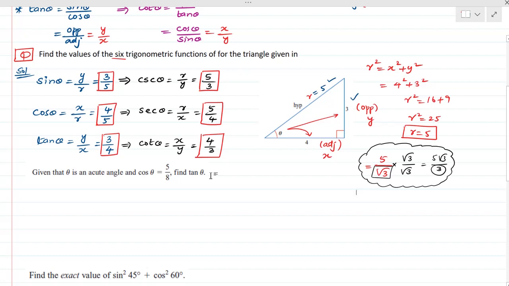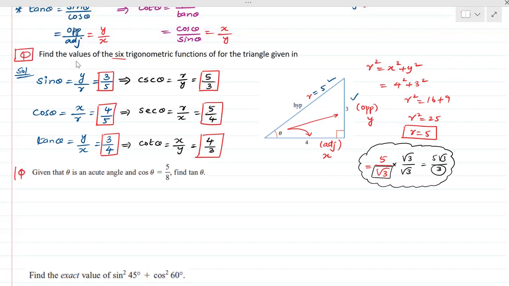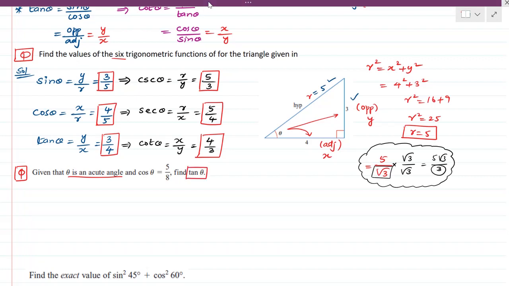The next question: theta is given as an acute angle. What is the meaning of acute angle? It is less than 90. So here theta is an acute angle and one of the trigonometry functions is given. You are asked to find only the tan. No need to find all six trigonometry functions.